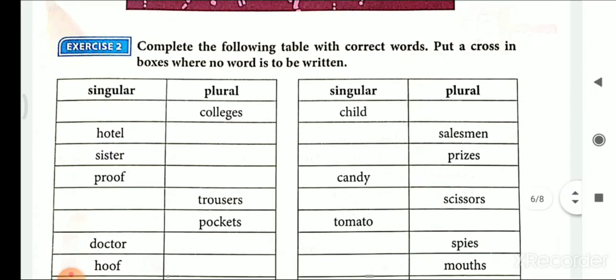Let's see exercise number 2. Complete the following table with correct words. Put the cross in the boxes where no word is to be written. The first one is colleges. So in order to make the singular of colleges, we will write college. The second one is child. To make the plural of child, that is children. Third one is hotel. Hotel, we will add S in order to make it plural, that is hotels. Salesmen. In order to make singular, we will write SALESMAN.